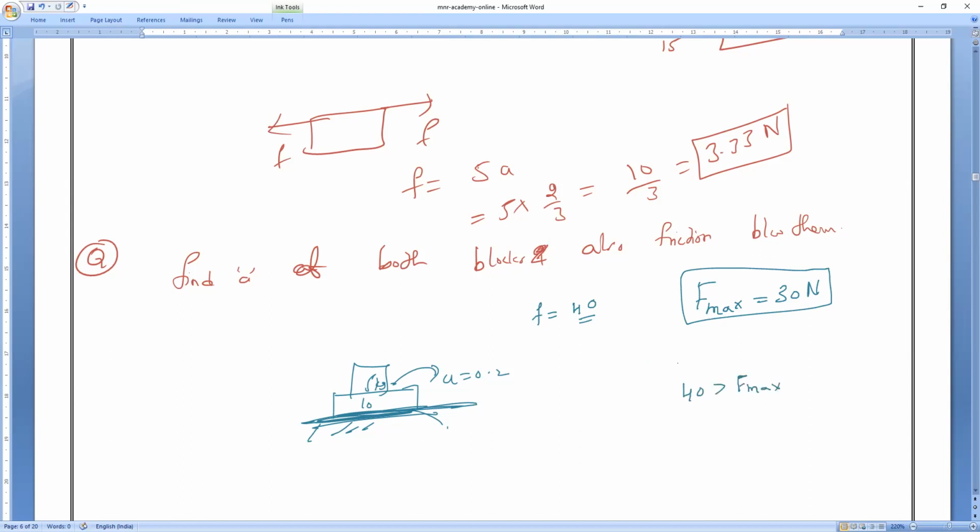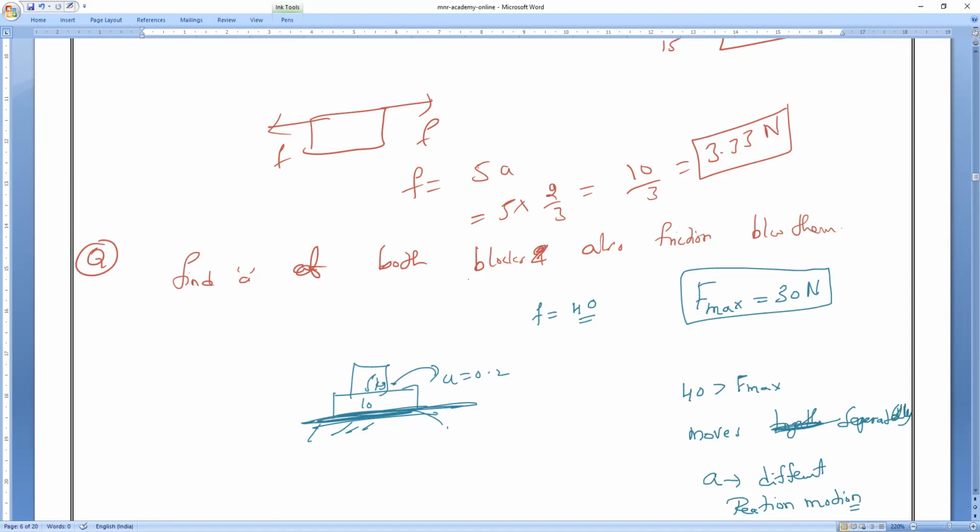So what result analysis can you people do? Will they move together or separately? They'll move separately. So if they move separately, something remains different. What is that? Acceleration. Acceleration is different. Meaning they are in relative motion or non-relative motion? They will be in relative motion.